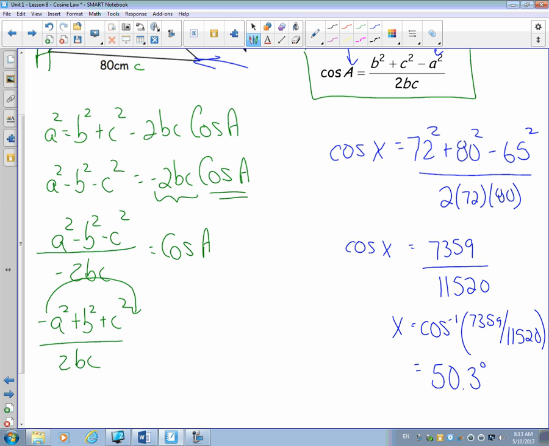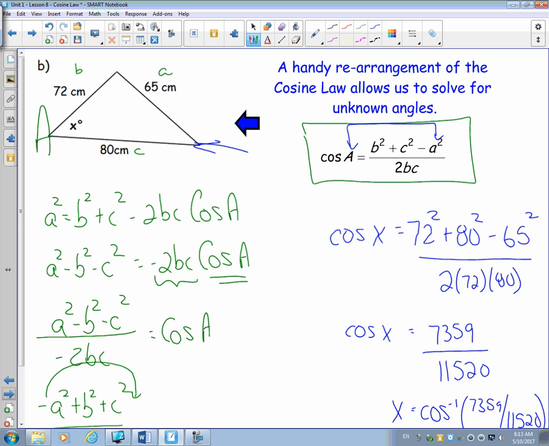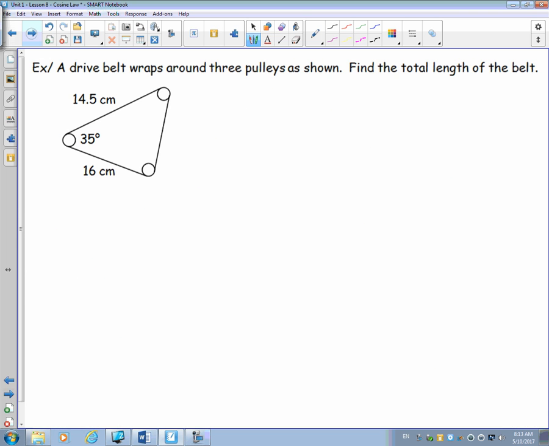Okay, so we have our two different versions. An unknown side, we're going to use the nice version of the formula, where it's already isolated. And an unknown angle, we're going to have to take the rearranged formula and use that. Let's try some examples. So a drive belt wraps around a pulley, three pulleys as shown. Find the length of the belt.